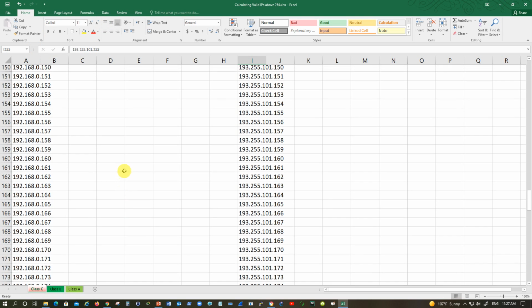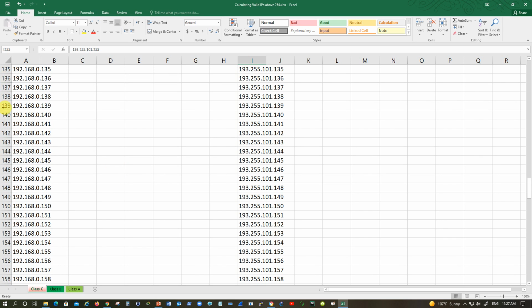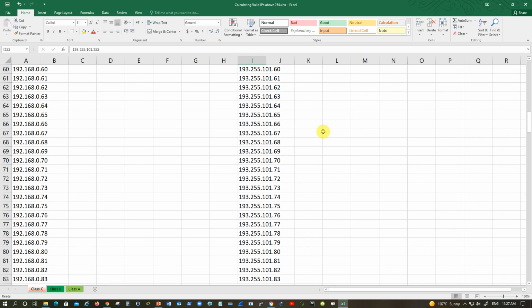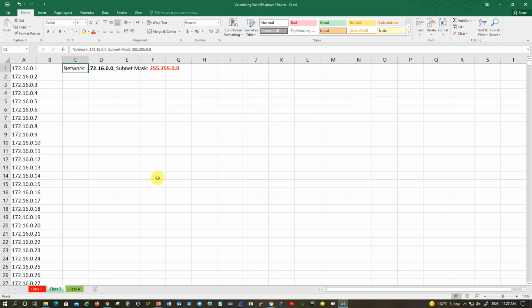You can ask, what is address number 100? You have to check row number 100 to find that address. Without even checking, you can tell which one is the 100th address, or the 50th, or 80th or 83rd address, very easily. You just need to mention the net ID as it is and change the last octet. Supposing I say, on this network, what is address number 175? You will say it's 193.255.101.175. Very easy.